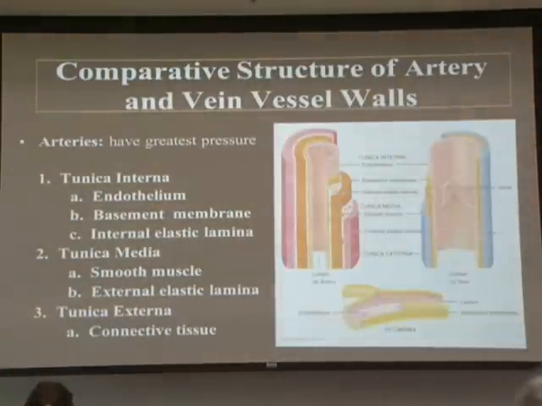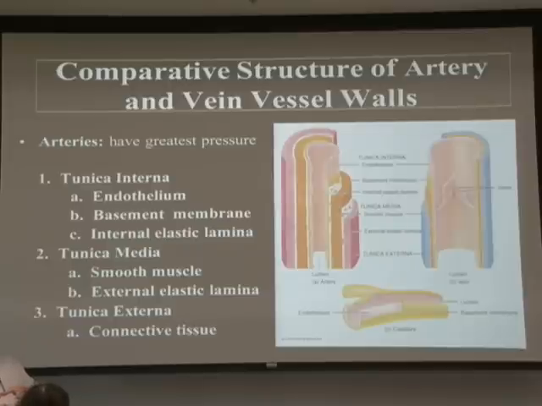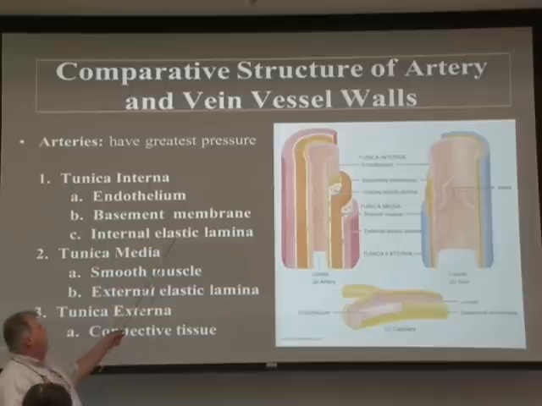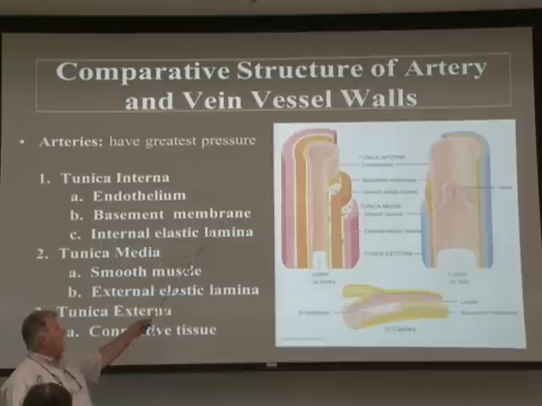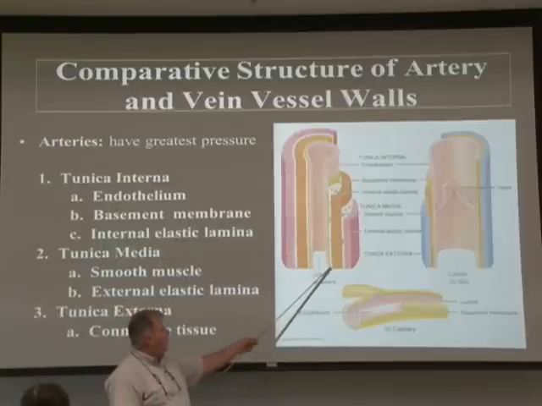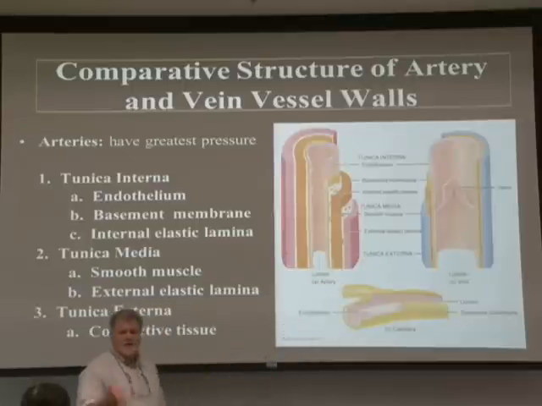So what we have in arteries, because arteries are under pressure, is we have to have an increase in connective tissue that allows the artery to expand and recoil. So the connective tissue is a band of elastic fibers that we call the internal and external elastic lamina. And so in the picture, there are the two white bands here and here. Those allow arteries to expand and recoil under pressure.